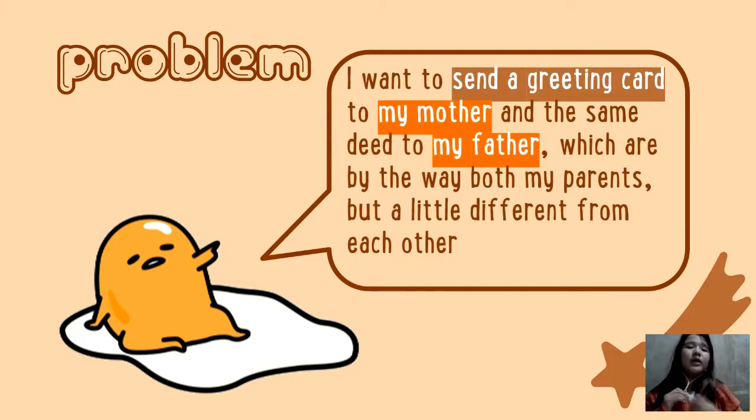To be more understandable, suppose that this situation came about. A client wants to send a greeting card to his mother and his father, who are both parents but a little different from each other due to traits such as gender. We must create a solution so that the client doesn't need to specify a lot more traits in redundant processes just to send separate greeting cards to his mother and his father.